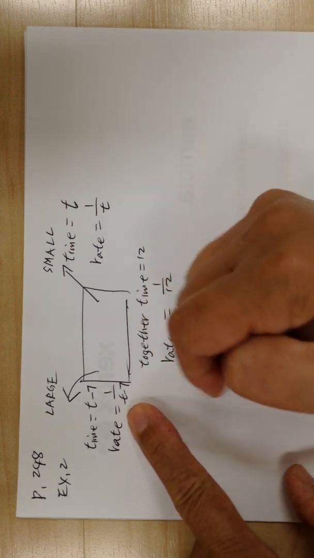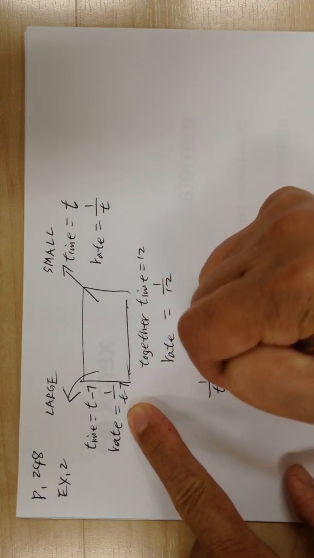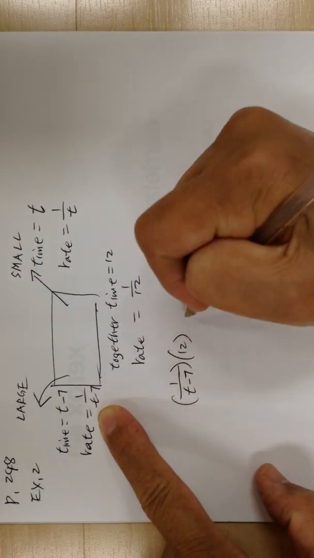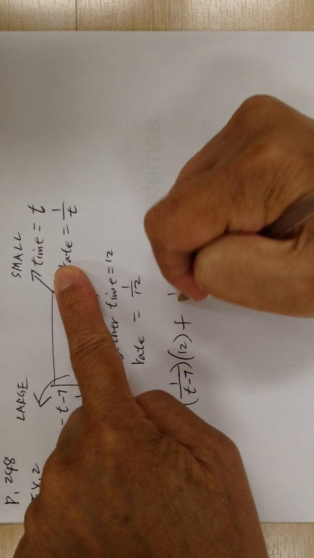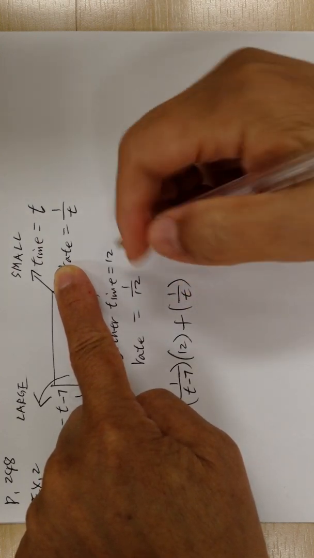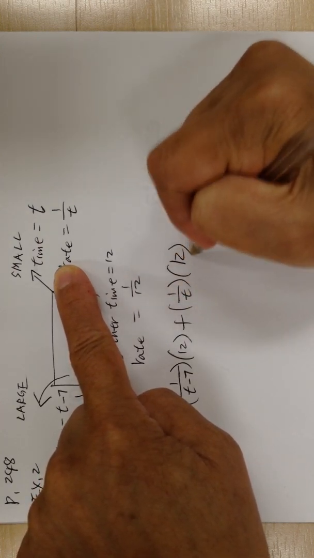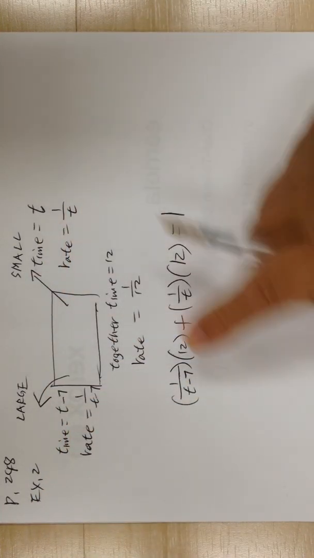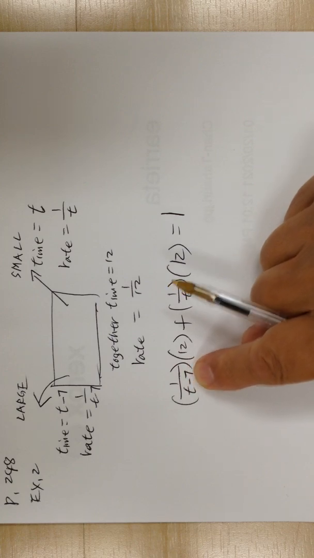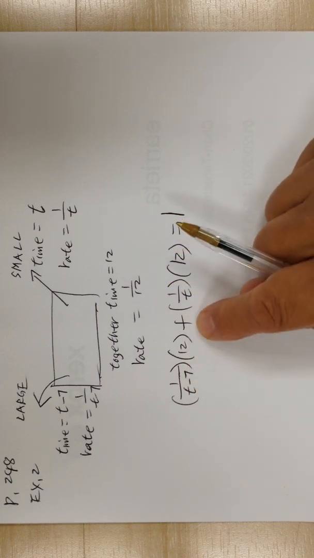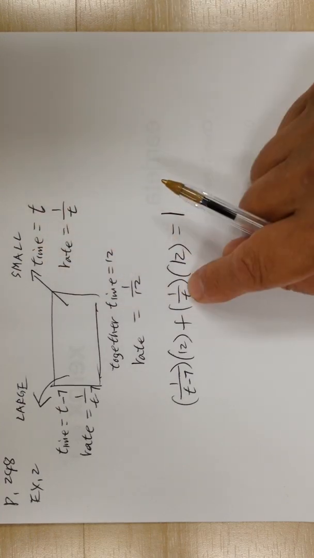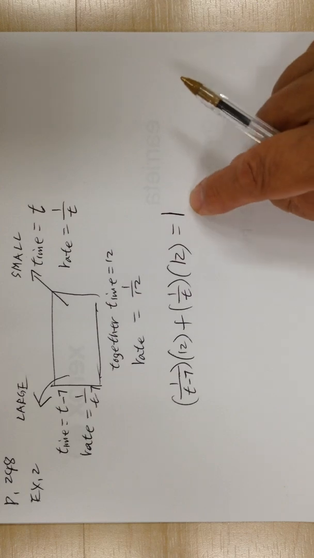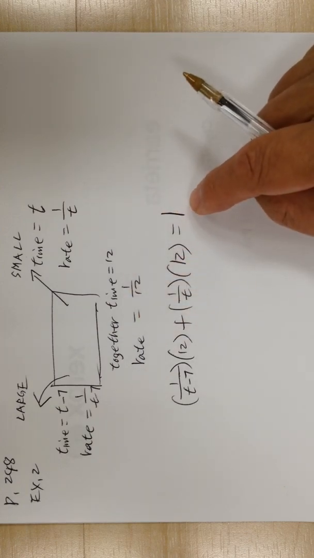So the rate is 1 over t minus 7. Okay, that's how fast it's pumping out, times 12 hours. Okay, plus this one, the rate is 1 over t. That's how much it's pumping out, times 12. Okay, and this will equal 1 because there's one pool, right? So this is how fast it's pumping out per hour times the number of hours, plus how much this one is pumping out per hour times 12 hours, equal to one pool. You empty out one swimming pool.